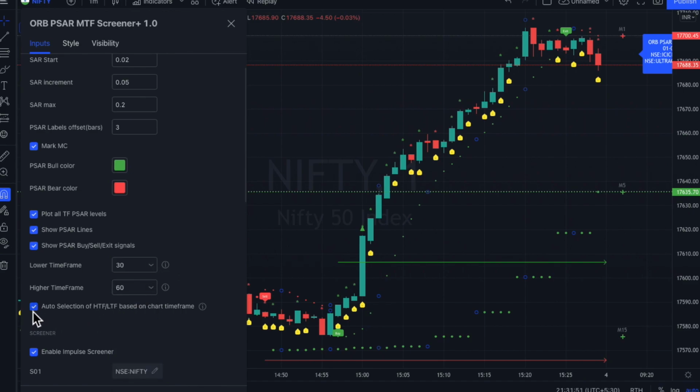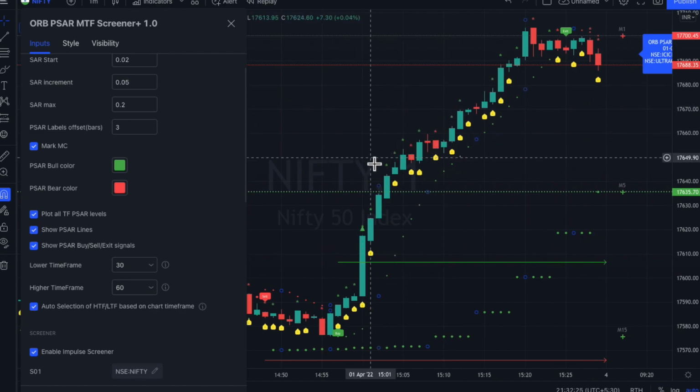Then there is another option called the auto selection of HTF and LTF based on chart time frames. Here I've actually enabled this right now. So this particular chart setting which you're seeing is automatically selected based on the time frame which you've selected on the chart. Since 1 minute is selected here, automatically the indicator will plot the combination of 1 and 5 minutes and then give you the various signals.